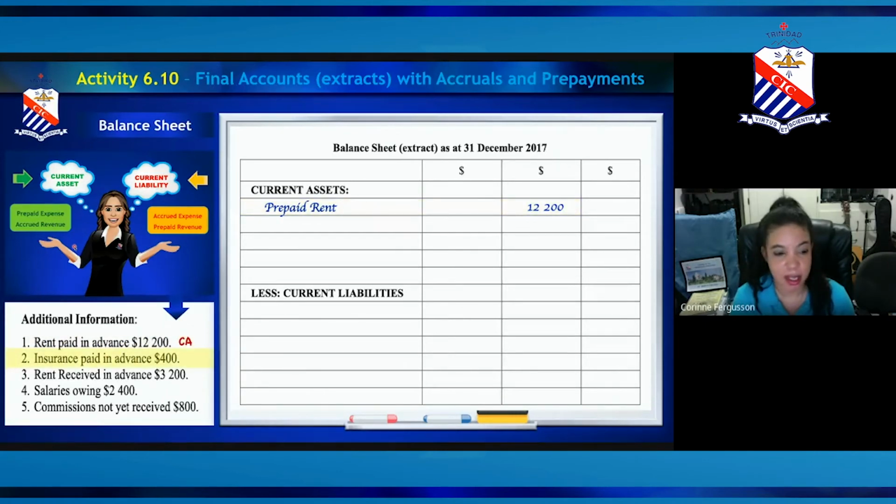Next one, insurance paid in advance. In advance again is prepayment. Insurance again is an expense. So we have another prepaid expense. What is a prepaid expense? It's a current asset. So you go under current assets, put prepaid insurance, put the amount. Is this too easy? Yes, it is. Right?